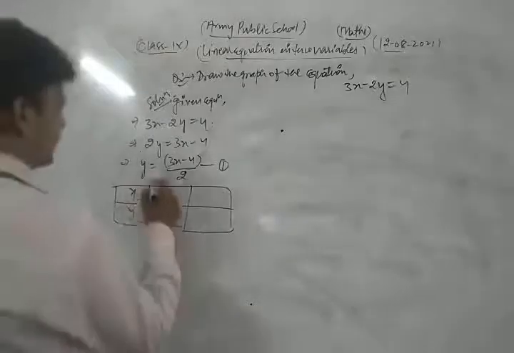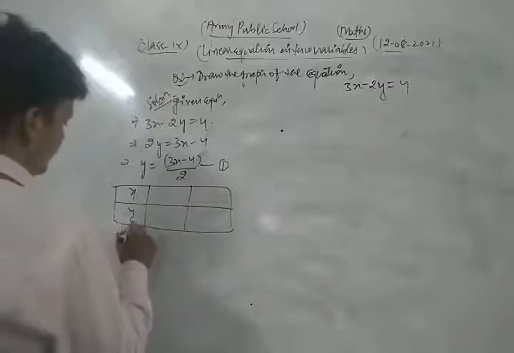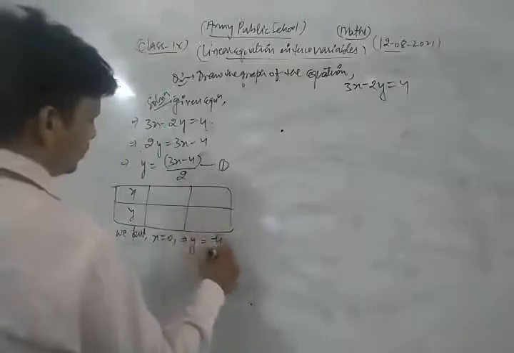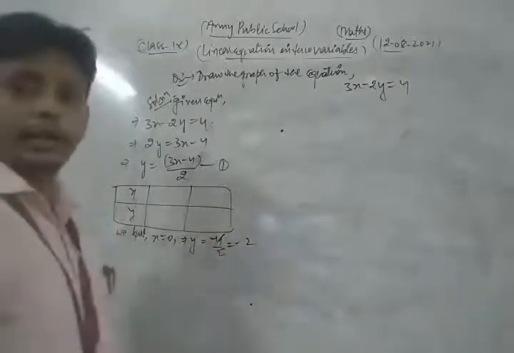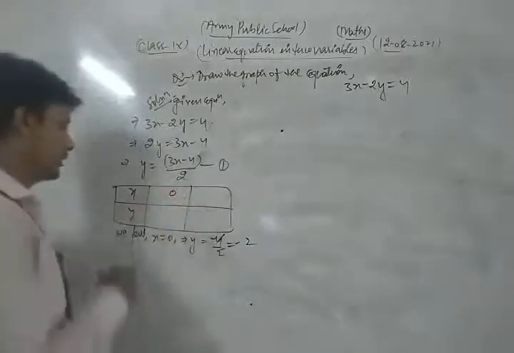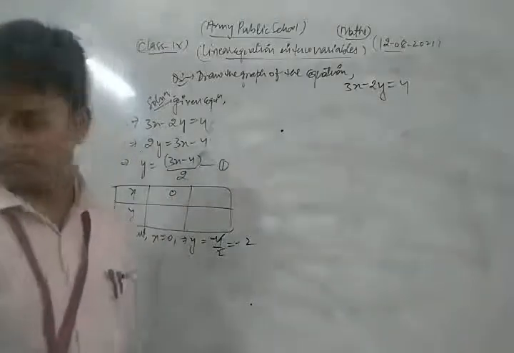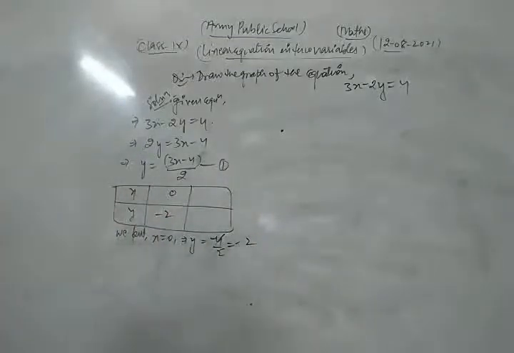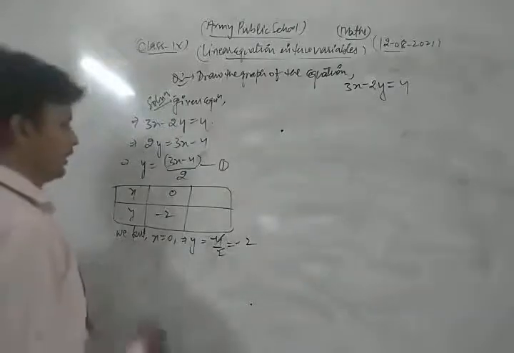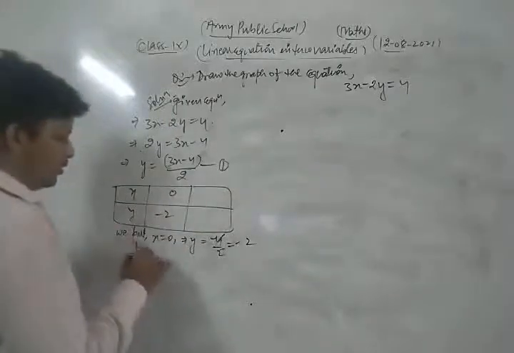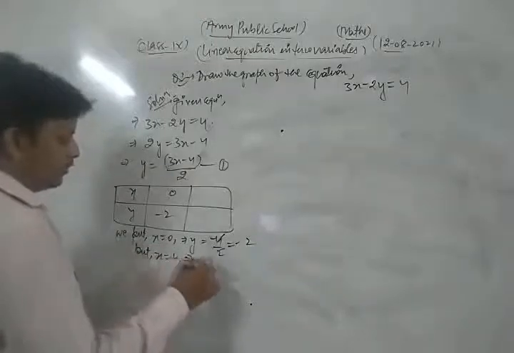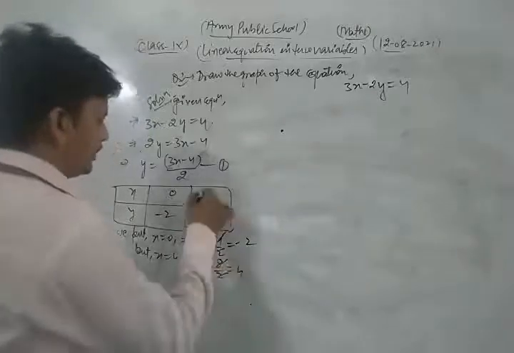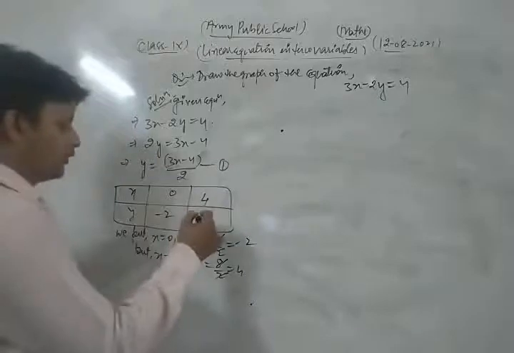Look, if we put x is equal to 0, then y is equal to minus 4 upon 2, that is minus 2. So when we put x is equal to 0, we get the value of y as minus 2. Now, suppose we put x is equal to 4. Then y is 3 fours are 12, 12 minus 4 is 8, upon 2, 2 fours are 8, so y is 4. If we put x is equal to 4, then the corresponding value of y is 4.